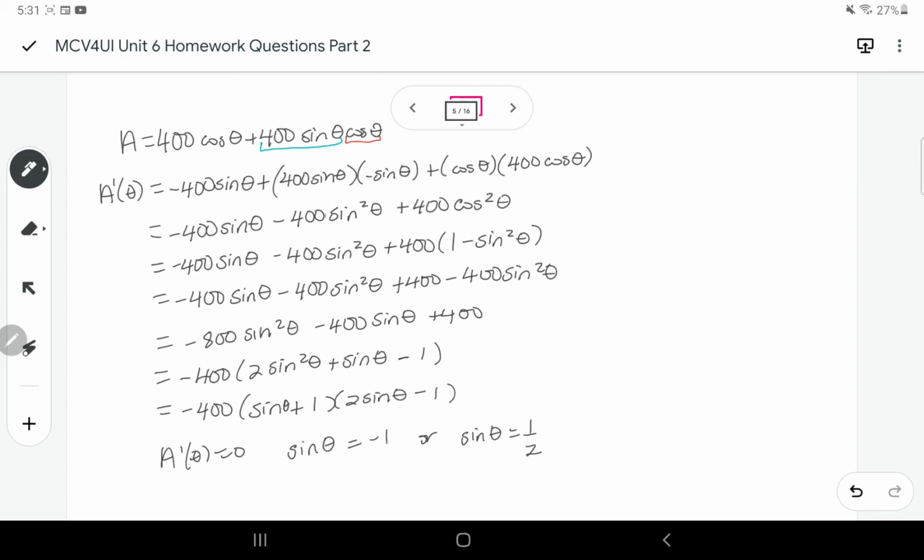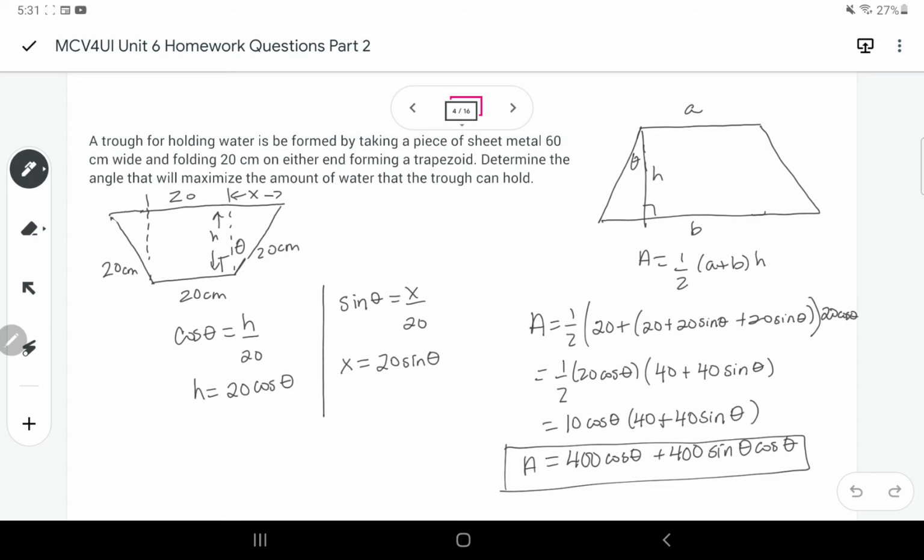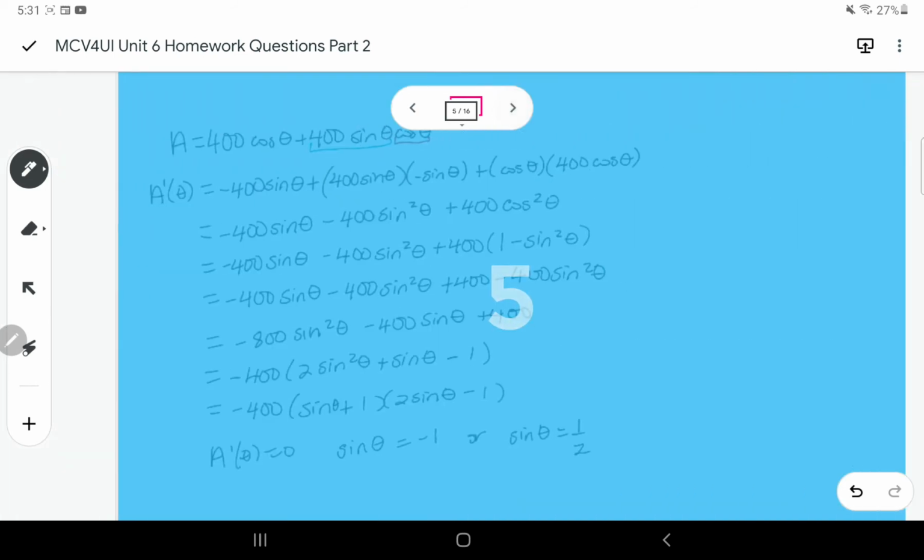Now, if we go back and take a look at our original picture, we need to define where theta could be. Reasonably, we definitely don't want to fold this in past like a 90-degree angle, and flat would be a terrible idea, but I guess you could. So I'm going to say that theta is in the range of 0 to pi over 2. That would be my interval that would be applicable for theta.